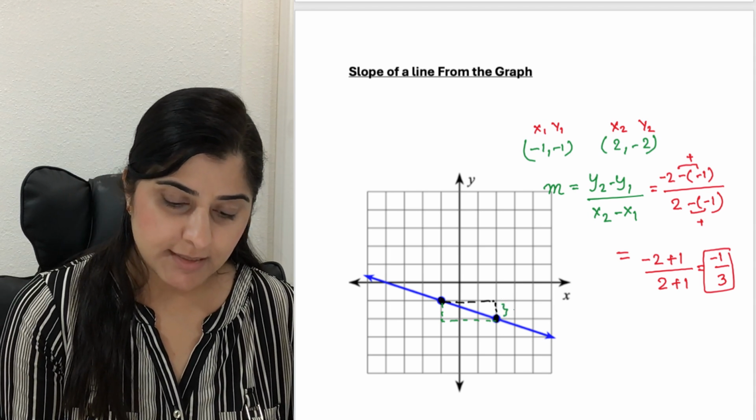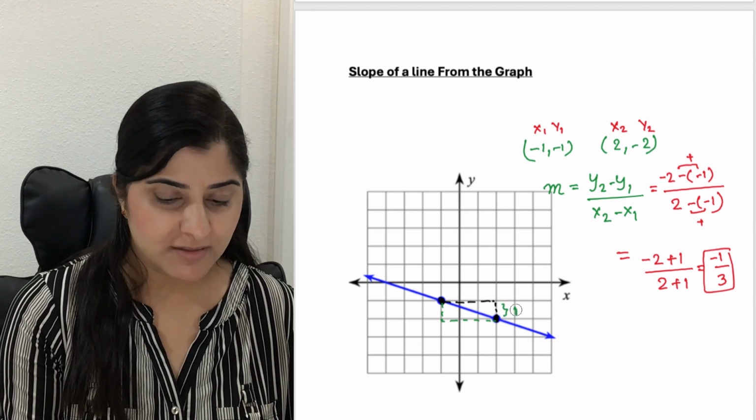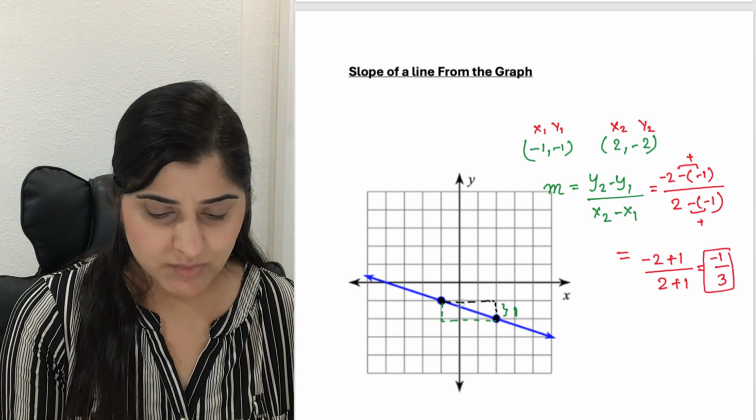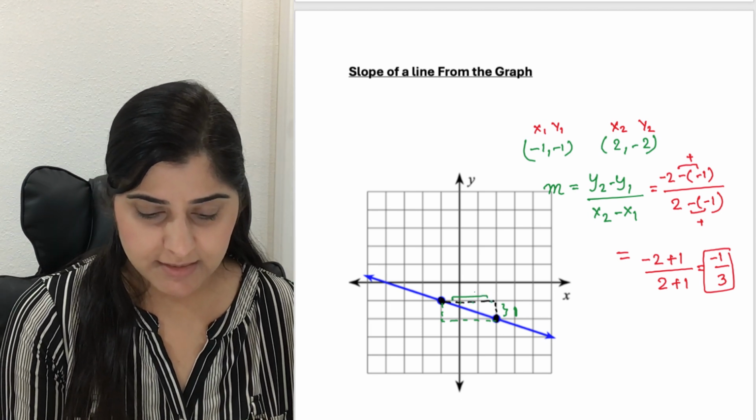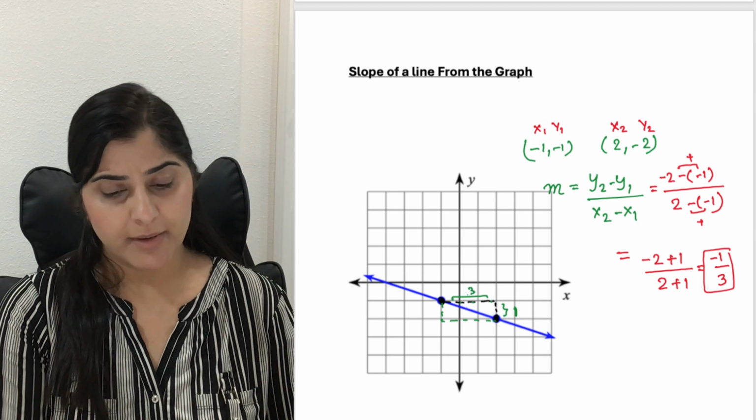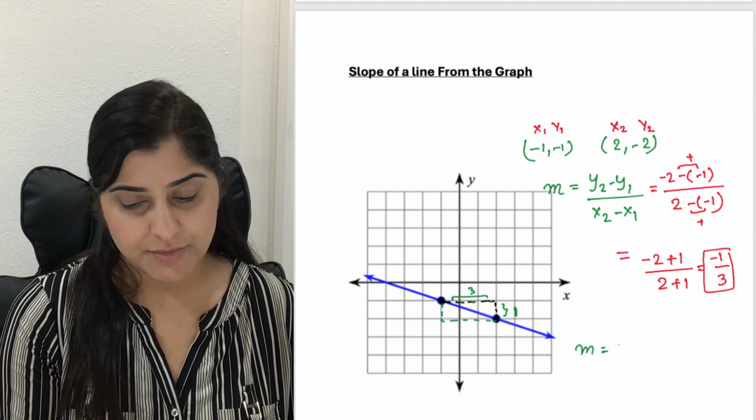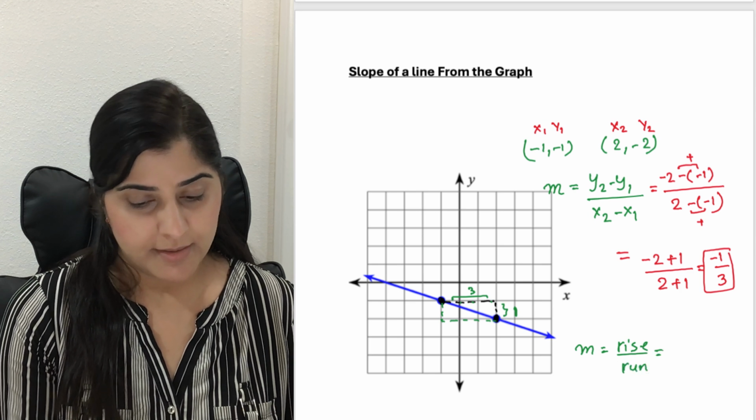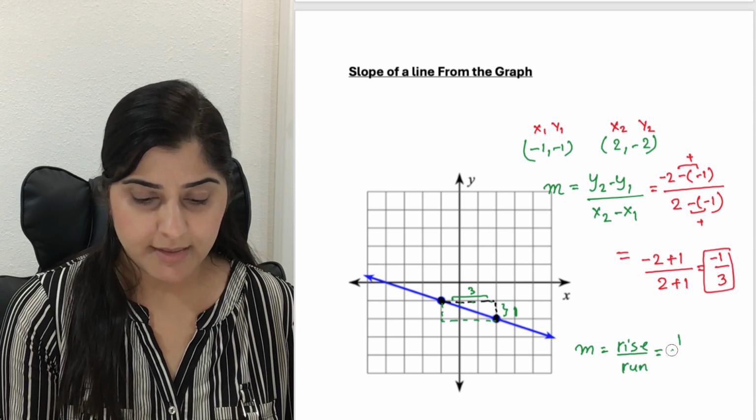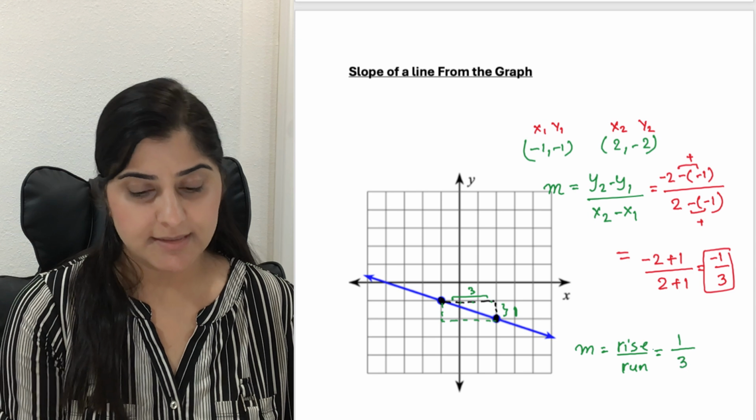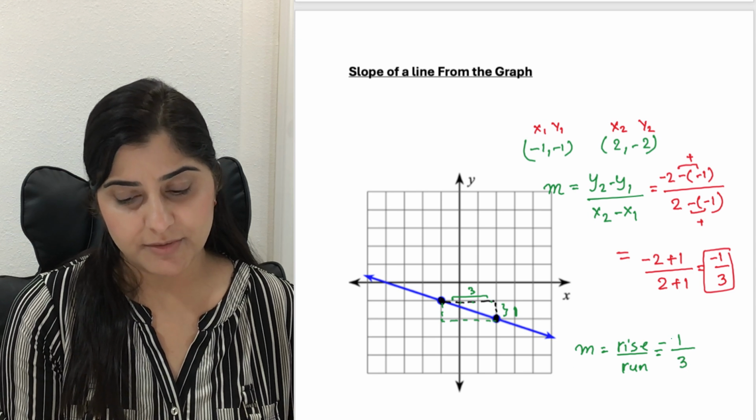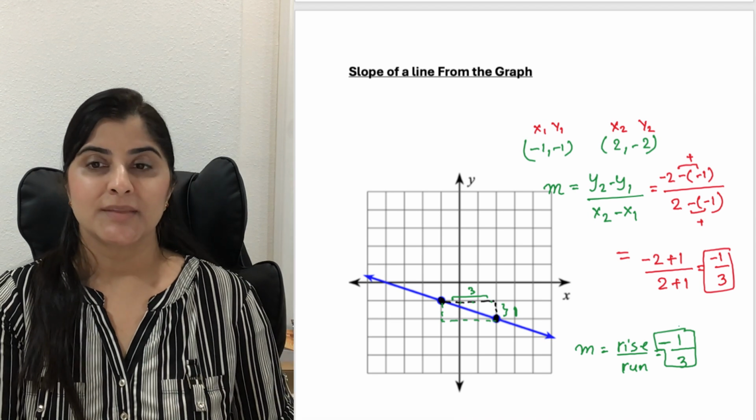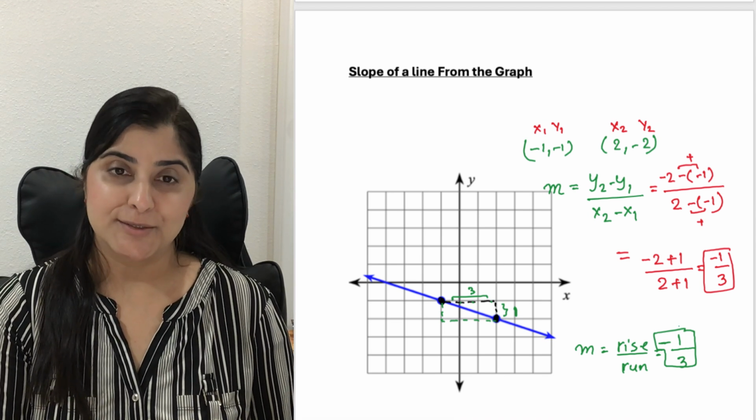You see this distance, this is one box, so each box is 1 centimeter, and this is 1, 2, 3. This distance is 3 boxes, right? So slope is equal to rise over run. So rise is 1 and run is 3, and since the line is going down, we will put a negative sign in front of the slope. This is how we find the slope.